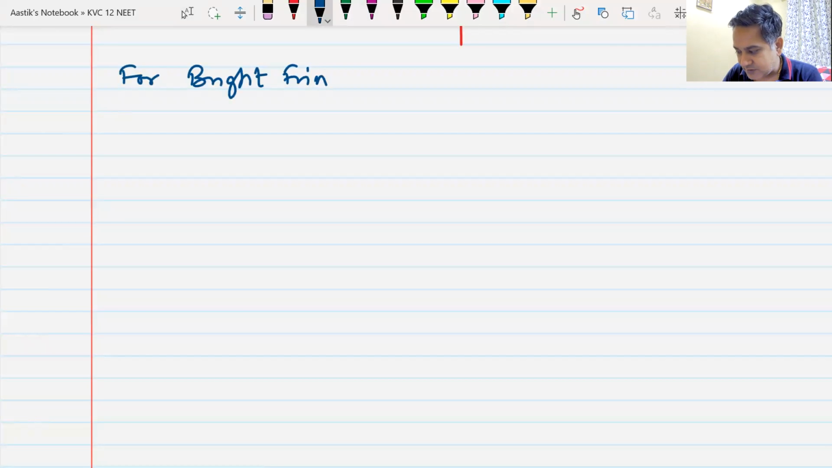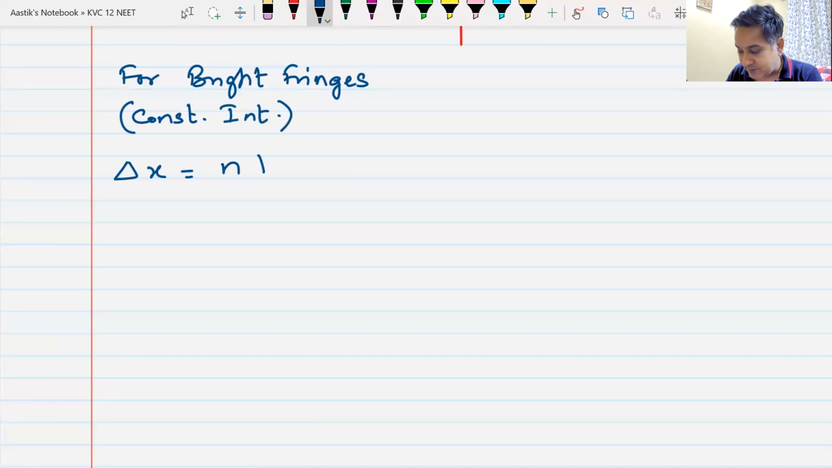for bright fringes, that means we have constructive interference. If you remember, the path difference was n times lambda. Now the value of delta x that we have achieved is d into y by capital D. That must be equal to n times lambda.